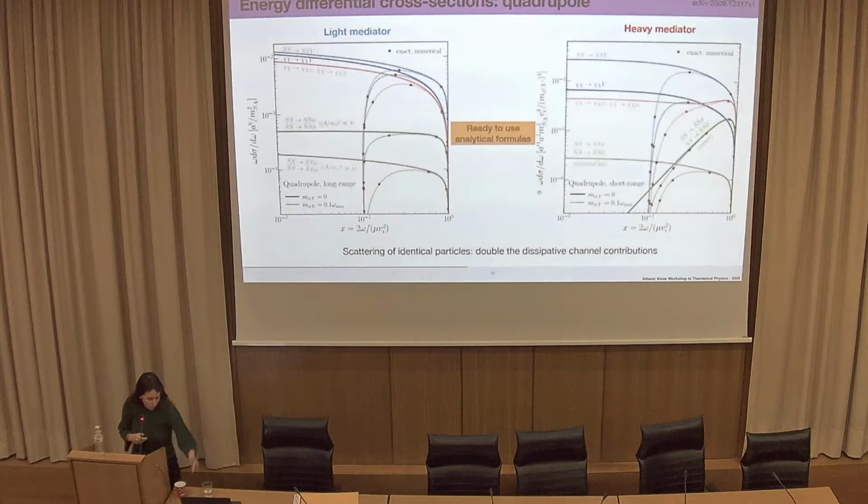And just to mention, quadrupole emission also corresponds to the case where you have the scattering of identical particles, which doubles the number of dissipative channel contributions, so it changes a tiny bit the expression of the energy differential cross-section, but you observe, of course, the same tendencies that model dependency also arises, so you can no longer neglect the nature of the dark matter particle or the particle emitted.